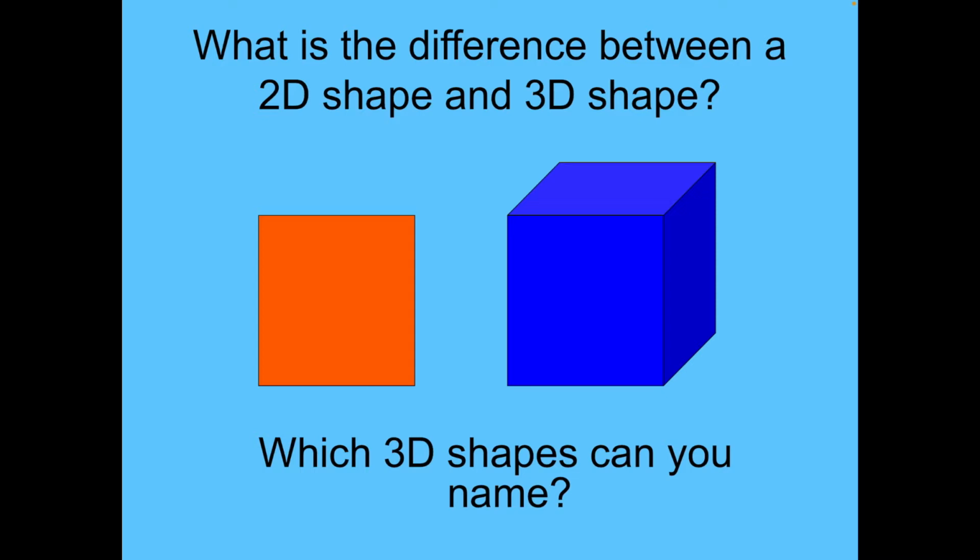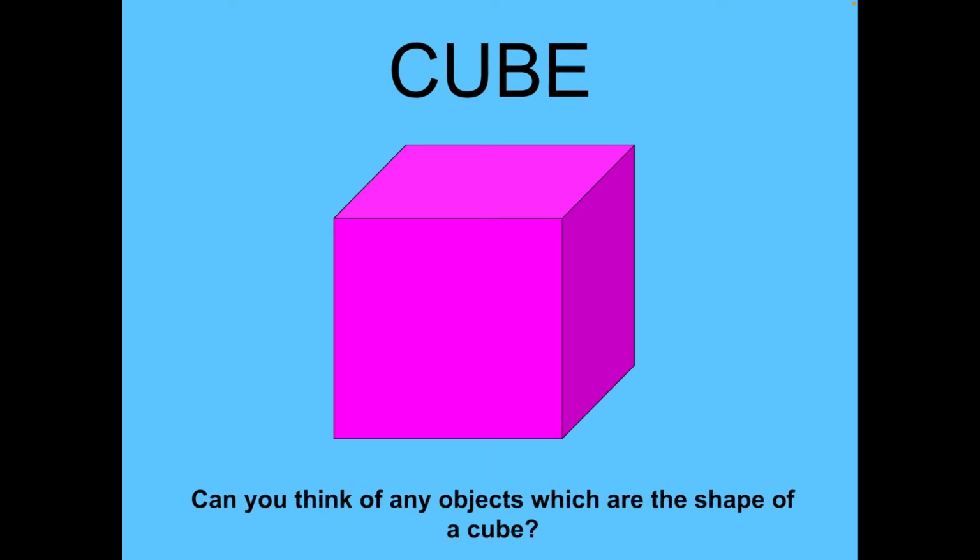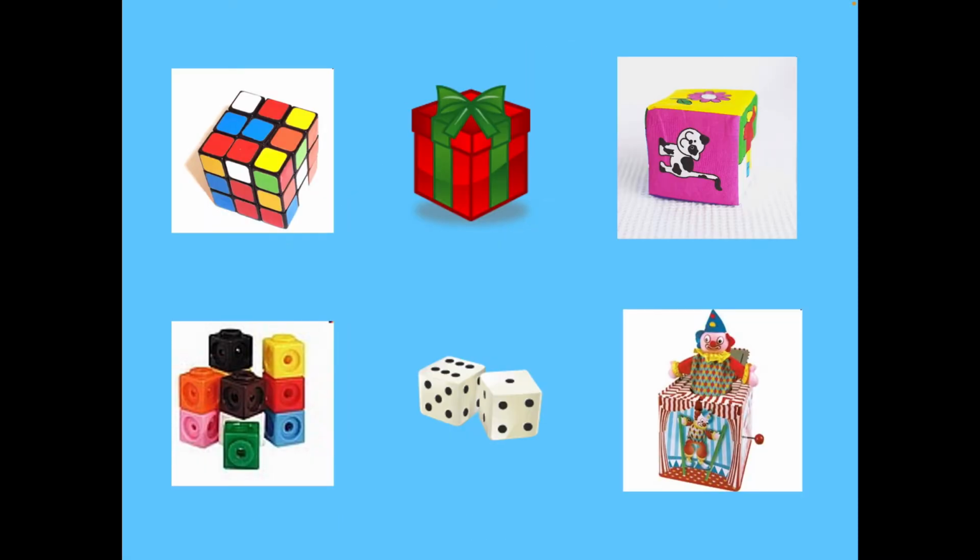Right, let's have a look at some 3D shapes that you might remember and see if we can remember what they are called. Think about what shape this is. Well done. It's a cube. I wonder if you can find any cubes around your house. Have a look. I know Dylan has a Rubik's Cube and Joey's just had his birthday. And we've got some of these at school as well, haven't we?